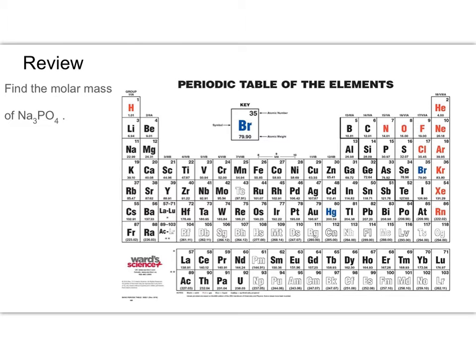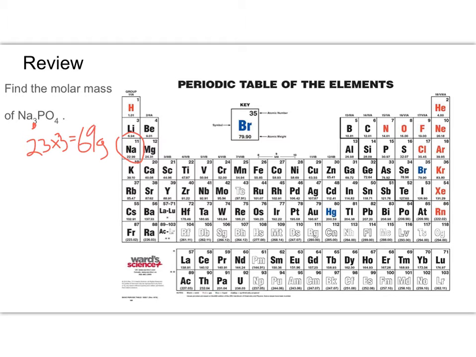Okay, so we'd say, all right, sodium. Sodium is here. It has a mass of 22.9, which we usually round up to 23. There's a subscript of 3 next to that sodium, so we say it's 23 times 3, which is 69 grams. So 3 moles of sodium has a mass of 69 grams.